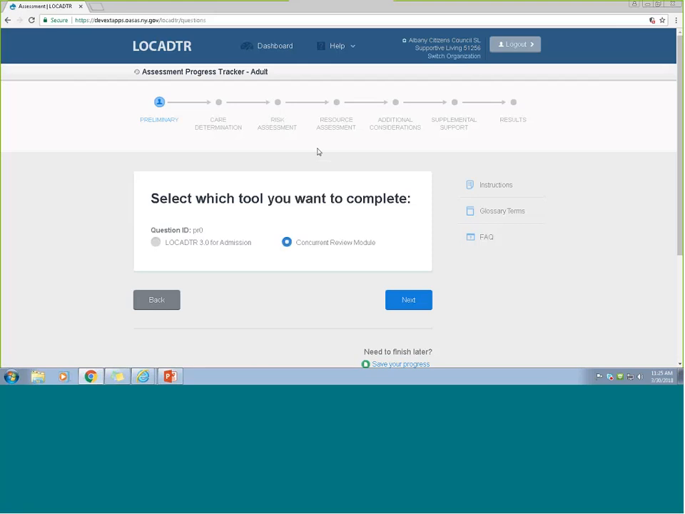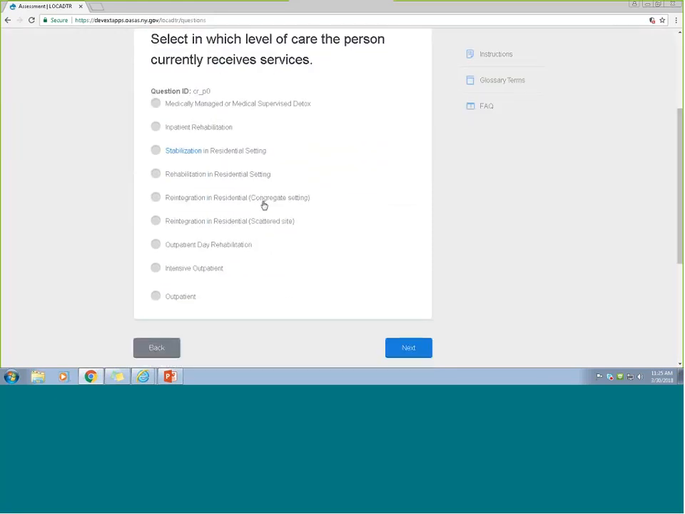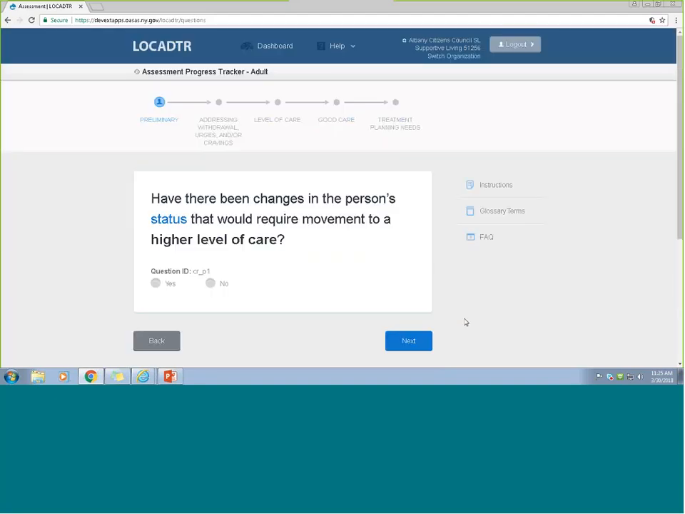Great, thank you. So we're going to go ahead and select the concurrent review module option. And as you can see, we then need to indicate which level of care the person is currently residing in. Why don't we choose rehabilitation and residential? Okay. So here is the question with regard to a status change that would require movement to a higher level of care. And we'll say no to that.